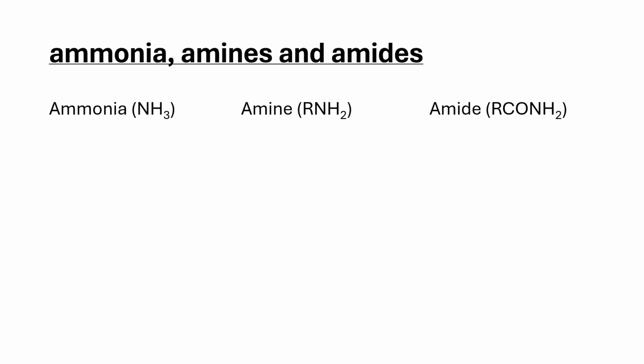In this video, we'll be covering how to draw and name the amine in particular. But let's start with those three substances that have similar names: ammonia, amines, and amides. Ammonia is one of the simplest nitrogen-containing compounds. It doesn't belong to organic chemistry because there is no carbon in there.